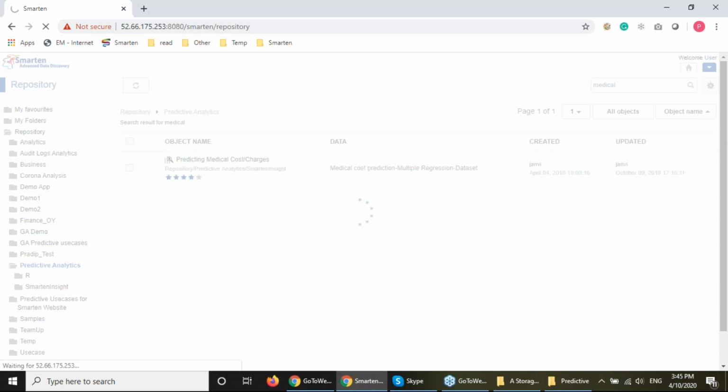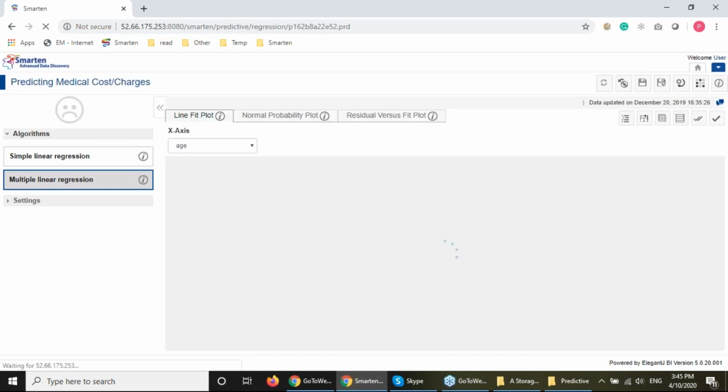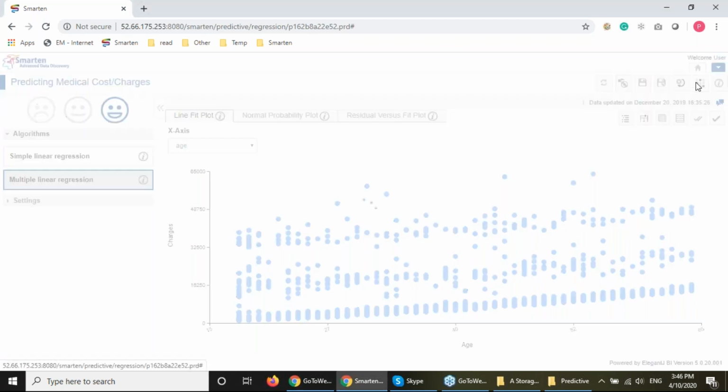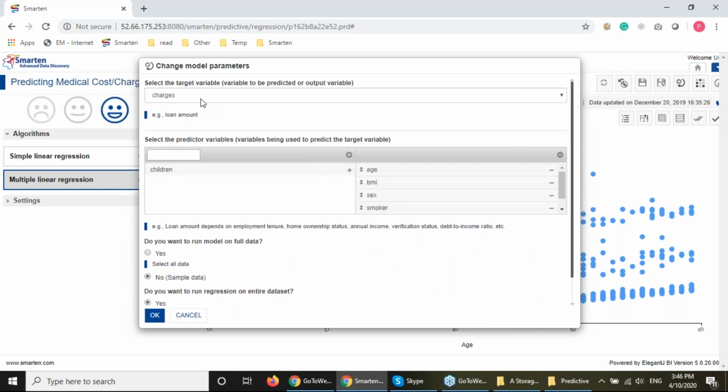For example, this is the data of medical charges. In the past data, it has the candidates' age, candidates' status, whether he's a smoker or not, etc., and based on that, what the medical charges were. Say you want to find out a pattern, so you can choose regression and choose your data here. Here I want to predict the medical charges based on age, BMI, sex, whether he's a smoker or not, and which region he is from.